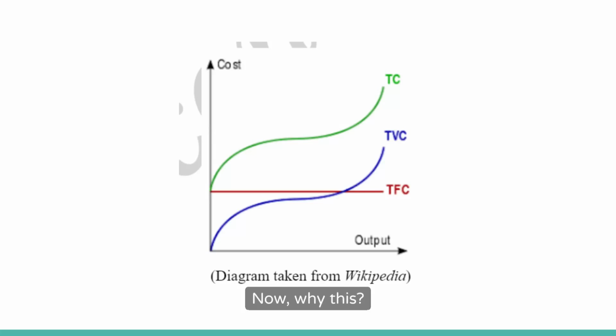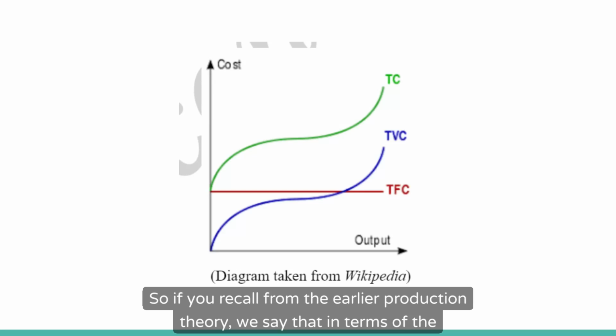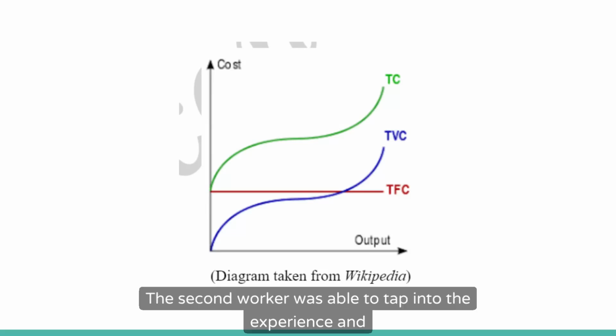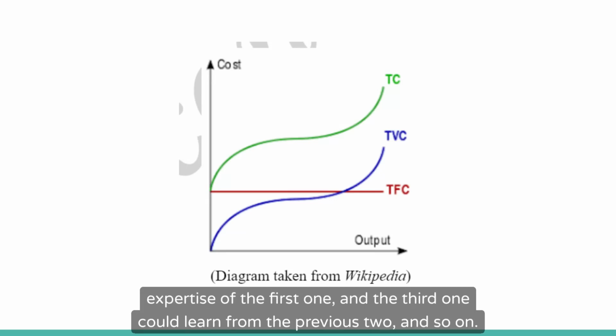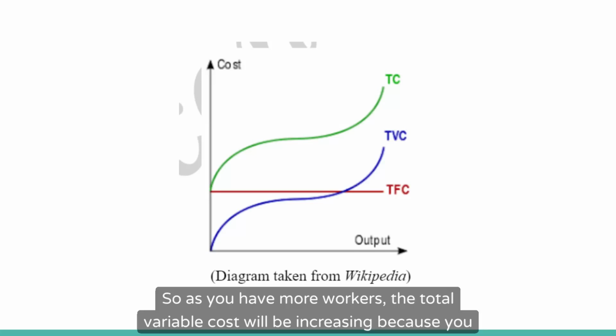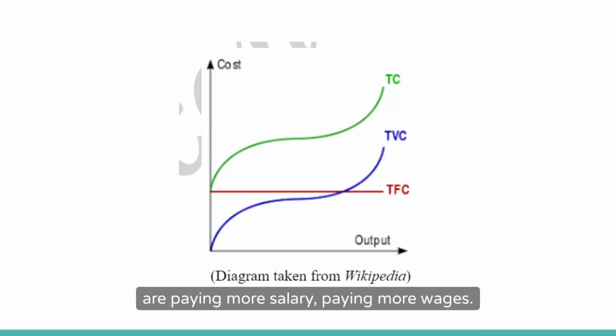Now, why this? If you recall from the earlier production theory, in terms of productivity, the workers were more efficient earlier on because they were getting more and more specialized. The second worker was able to tap into the experience and expertise of the first one, and the third one could learn from the previous two, and so on. So productivity was increasing in the initial stage. As you have more workers, the total variable cost will be increasing because you're paying more wages. But the pace of increase is going to slow down.